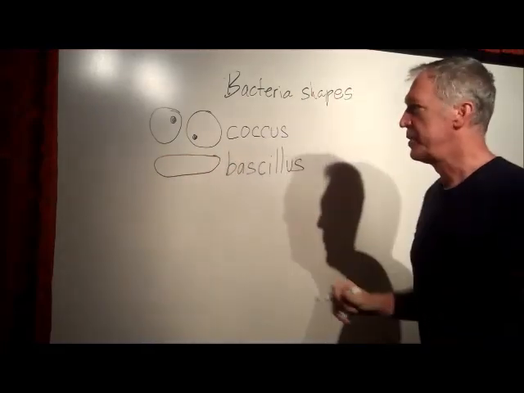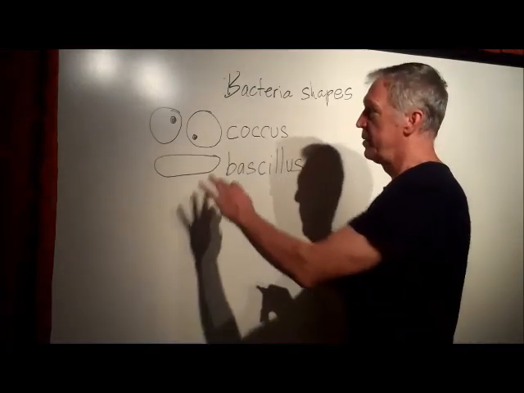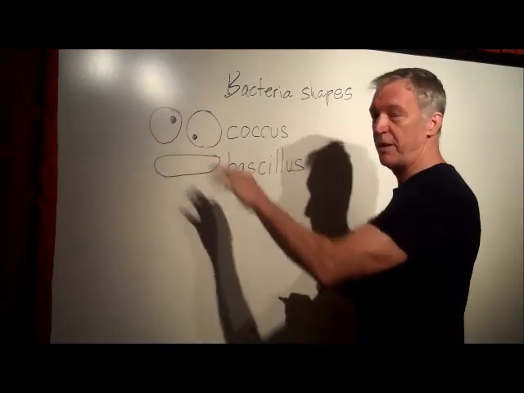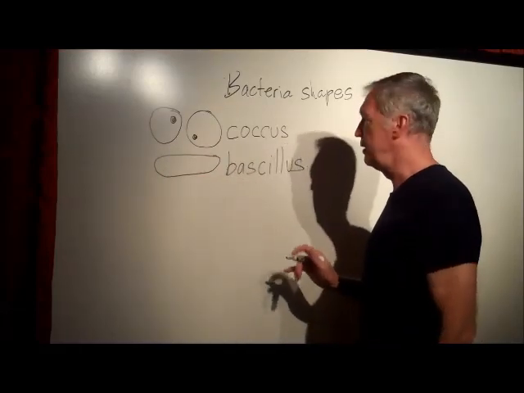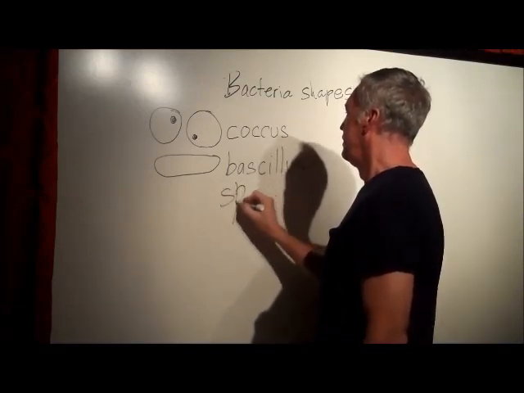And a popular bacillus that we tend to think of is an E. coli. A lot of times, bacillus, like an E. coli, is going to have not one, but many flagella spinning off of it, and that's what makes it highly motile. The third shape is spiral, or spirelli.